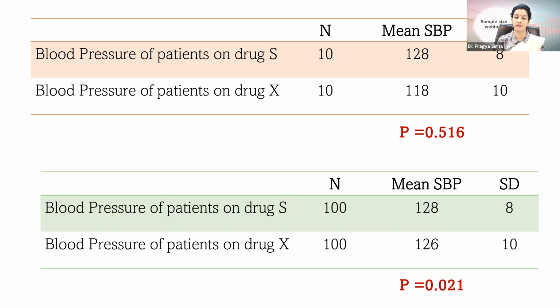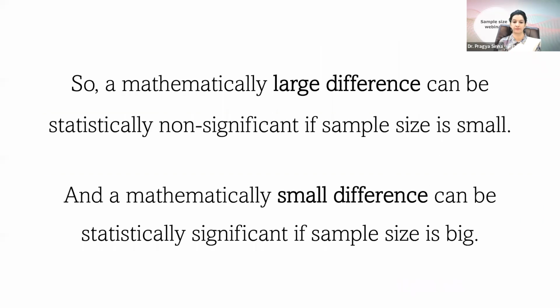So 200 individuals were randomized into 100 and 100 in each of these arms. And you can see it is statistically significant. So in the second case, what you are seeing is that it is not clinically significant for you, but it is statistically significant. Whereas in the first case, it is clinically significant for you, but statistically it is not significant.